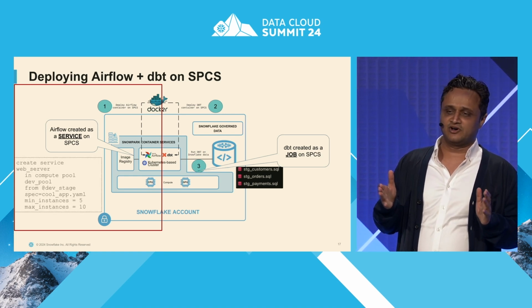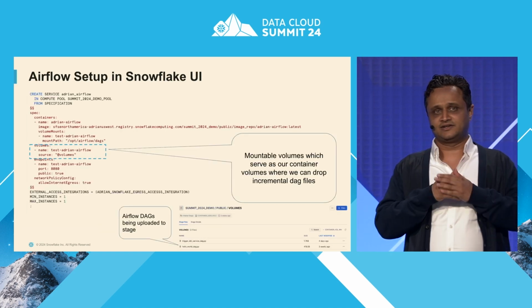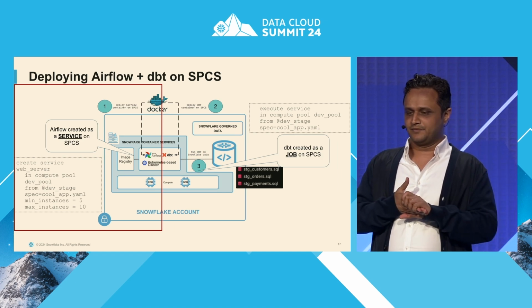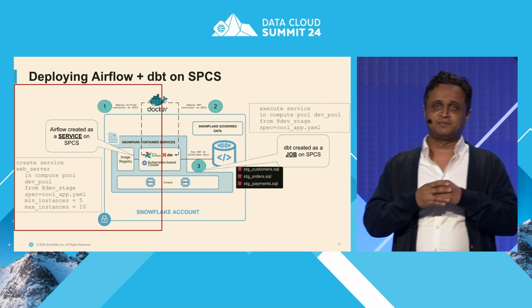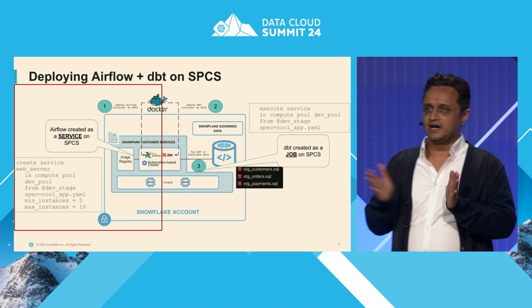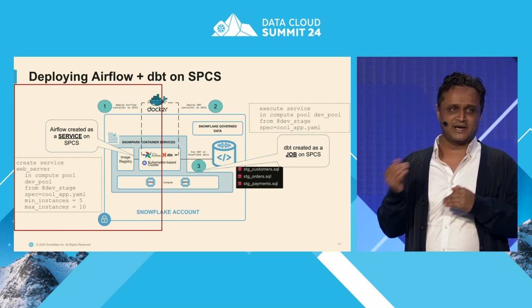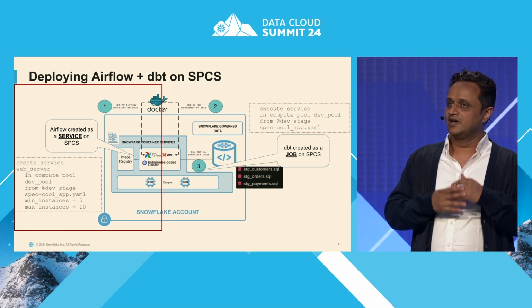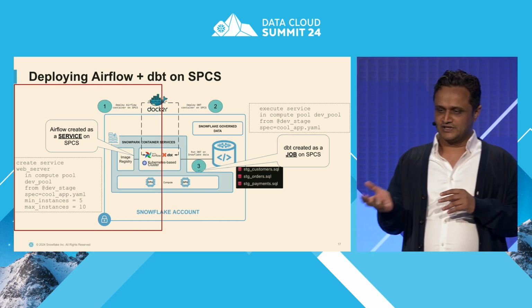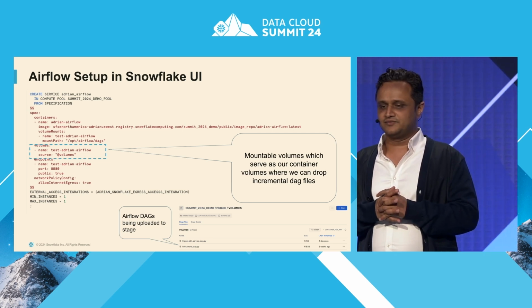If you go to the next page, this is an example of creating an Airflow service. This is as simple as writing a few lines of SQL code. So, create service, the name of the service, and you specify a compute pool. This can be a set of different CPU-bound machines. Then you specify where it is reading the specs from, and what the minimum and maximum instances are. If you go to the next slide, this is a detailed example of how this service is created.